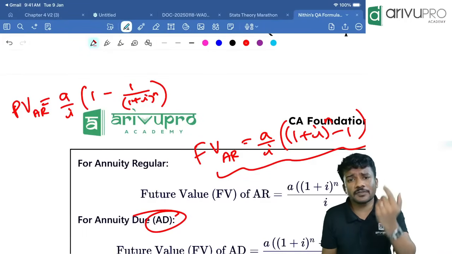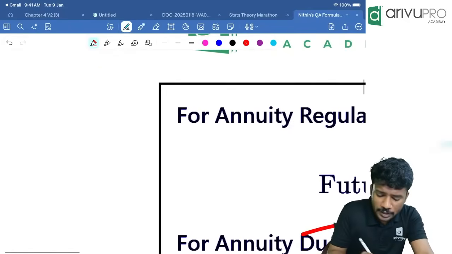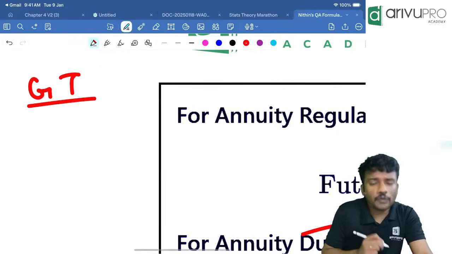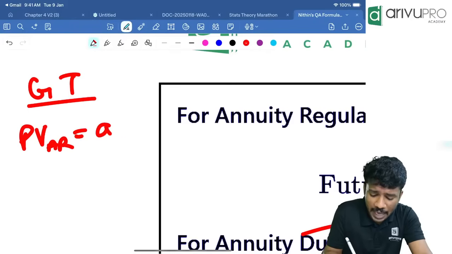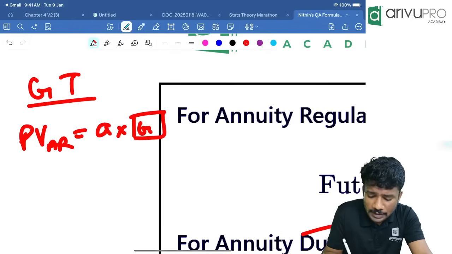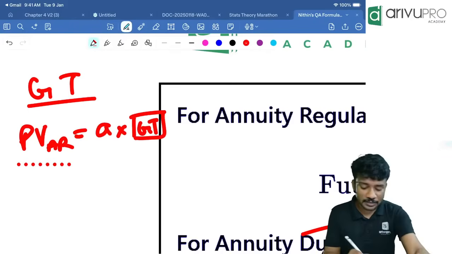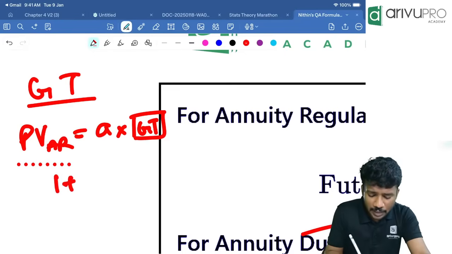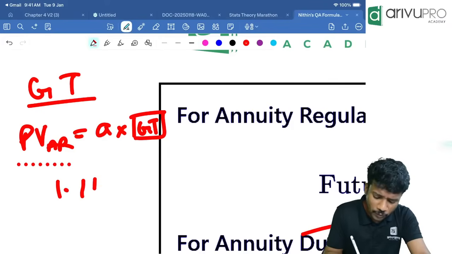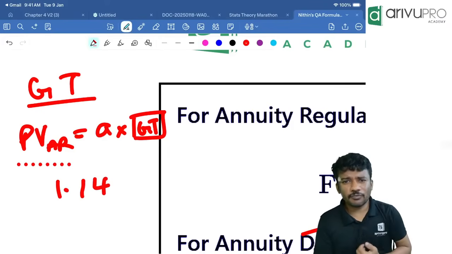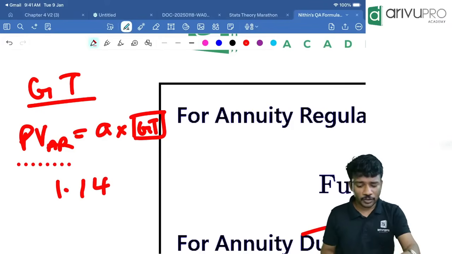You will multiply it with 1 plus I, or you will write using the GT method. How to use the GT method? PV of annuity regular is nothing but annuity into our GT factor. How to find the GT factor? Type 1 plus I on your calculator. 1 plus I in the sense, type 1.14 on your calculator if the rate percentage is 14%.